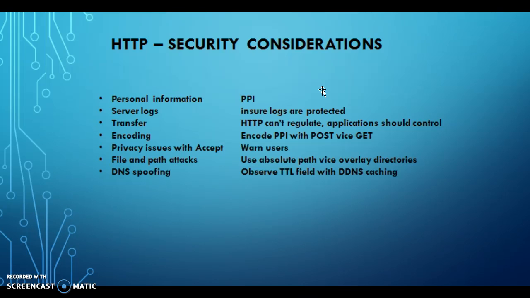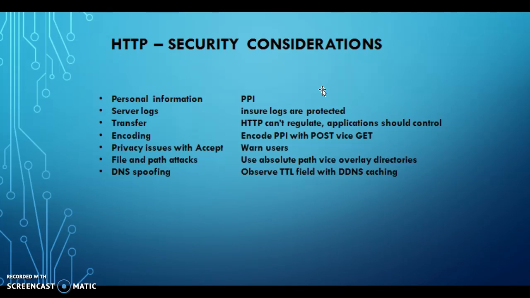And transfers, HTTP can't regulate that. It's just going to send raw data. So it's up to the application to control the transfer of data. Encoding can be enabled with the POST and GET methods. Now, privacy issues: applications should be programmed to warn the users that they're sending information over the internet.